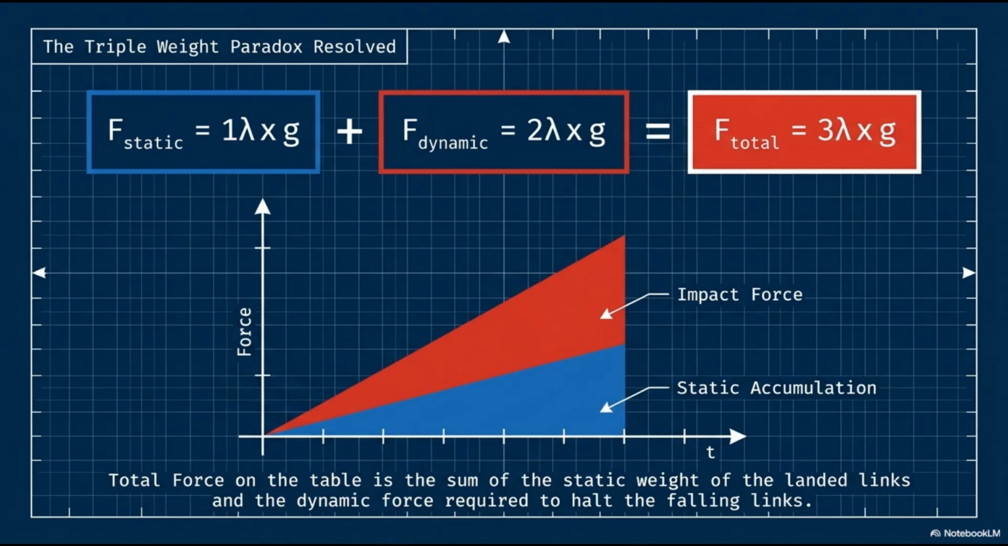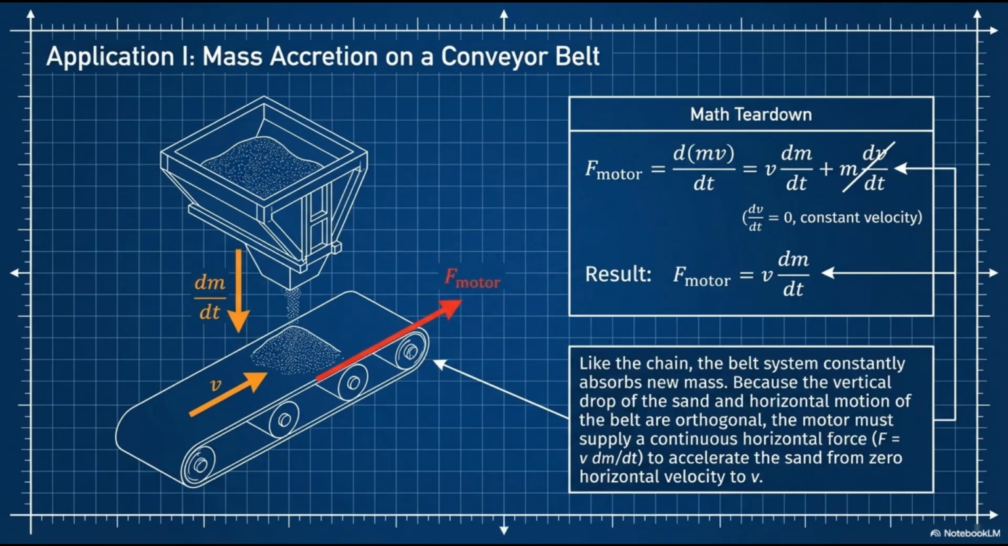This logic extends to mass accretion on a conveyor belt. Even if the belt moves at a constant velocity, the motor must supply a continuous horizontal force. Because the system constantly absorbs new mass, the motor must provide a force F motor equals v times dm by dt to accelerate that mass from 0 to the belt's velocity.